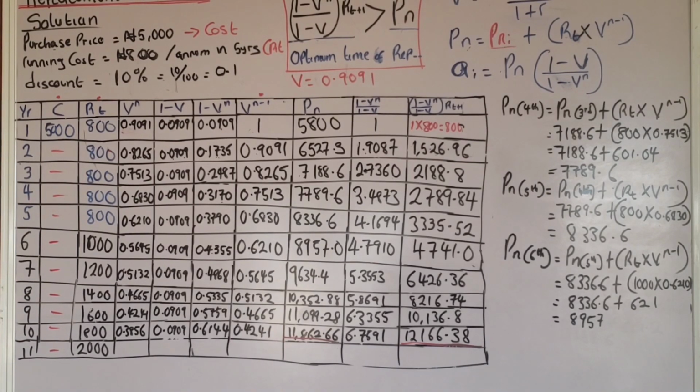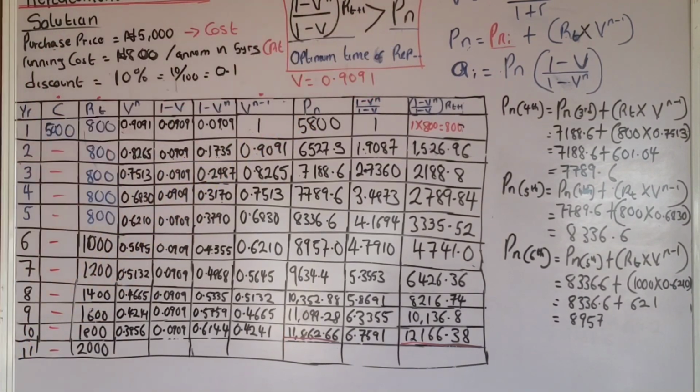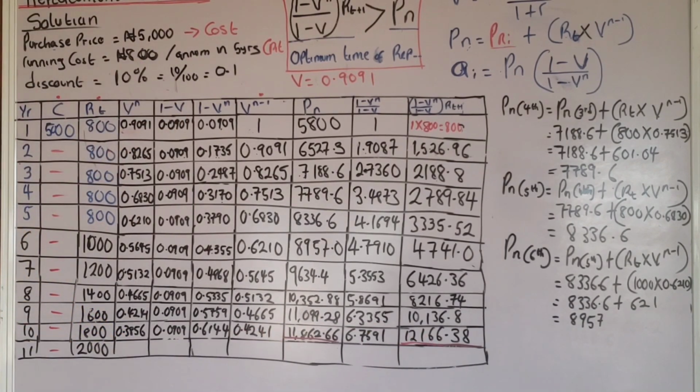Now, because it is at the 10th year, this is how you are going to put your answer. Since the value of this is greater than this in the 10th year, that is 12,166.38 is greater than 11,862.66, hence the optimum time to replace the machine or the equipment is the 10th year. You can see that it's simple.